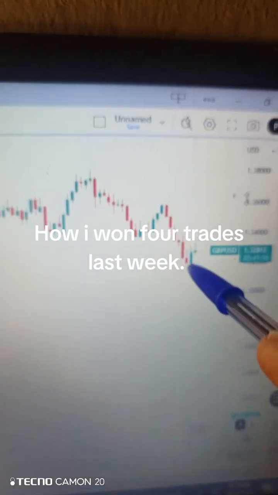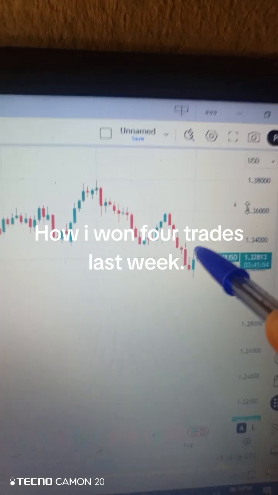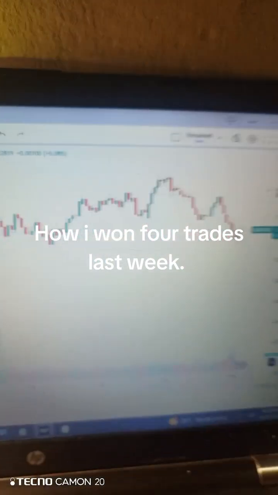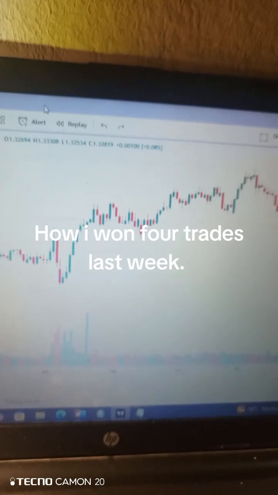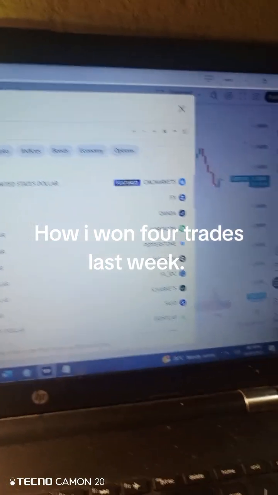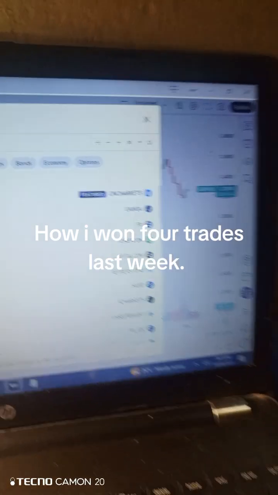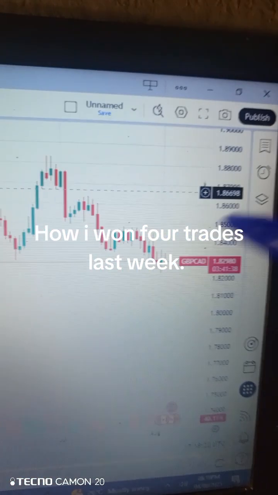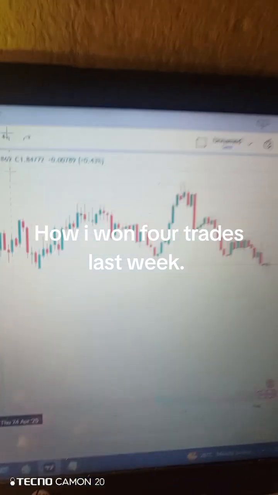So I made a profit when this bullish candlestick went up, and then I'm expecting it to come down again before I re-enter my trade. And that was the third profit I made last week. The fourth one is GBP CAD. This is GBP CAD, but this is the daily time frame.